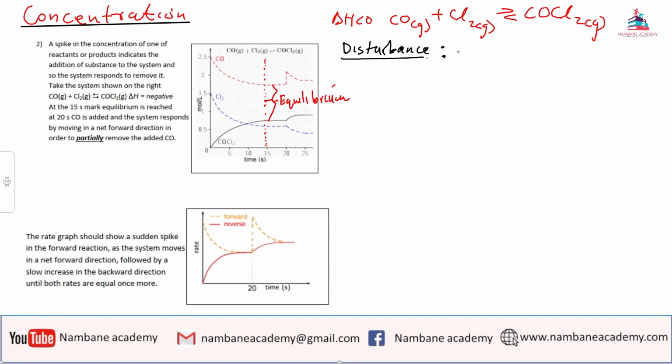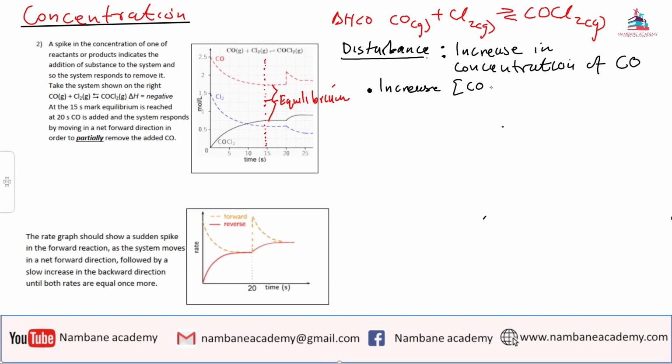Disturbance here is increase in concentration of CO. Now let's apply Le Chatelier's principle for us to understand. We said bullet number 1 will be disturbance, which is increase in concentration of CO.